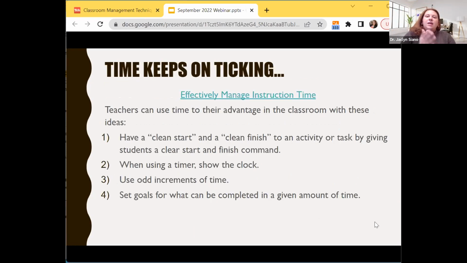The other thing that has to do with all of these things that we've been talking about, whether it's how the classroom's set up or just in general procedures and routines, is time. I think time was always my enemy as a teacher. I always felt like I didn't have enough time to do things. And we know that teaching, a big part of it is effectively managing your instruction time.